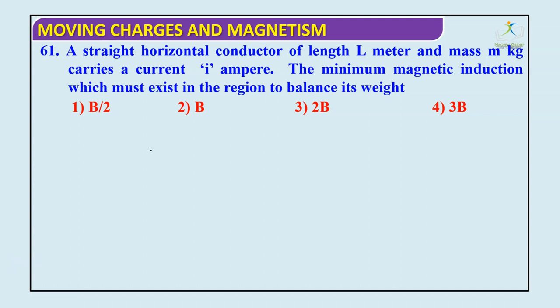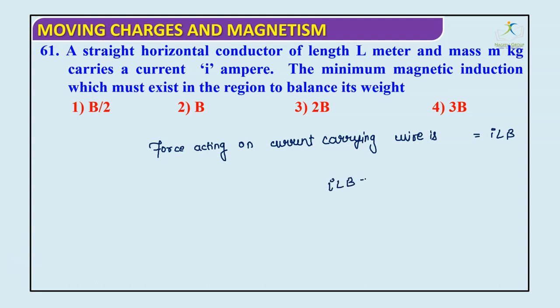So, we know the force acting on a current carrying wire is ILB or IBL. So to balance the weight, ILB is equal to mg. That means we can say that B is equal to mg divided by IL. For this scenario, we can say the correct answer will be B by 2.